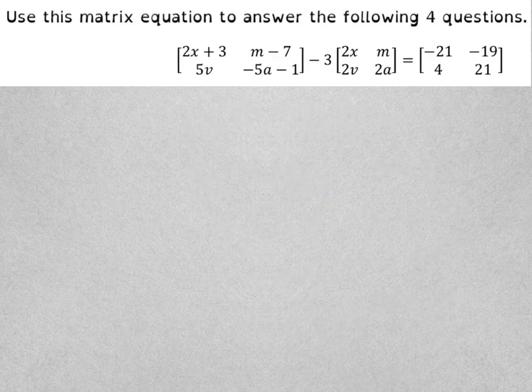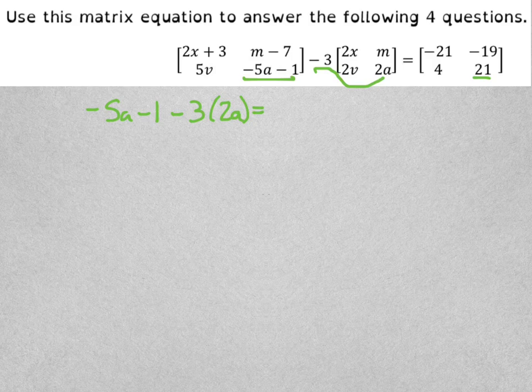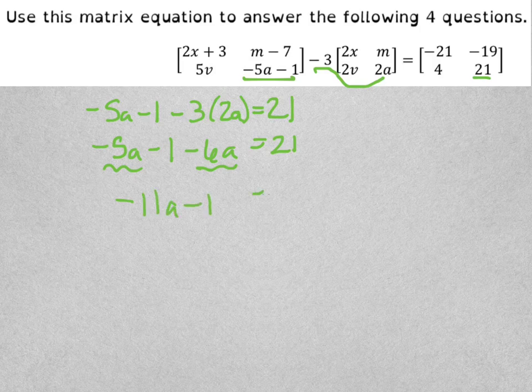The last one of this set, and we have our a's that we're solving for. So negative 5a minus 1 minus 3 times 2a is equal to 21. So negative 5a minus 1 minus 6a is equal to 21. Combine like terms. Negative 11a minus 1 is equal to positive 21.